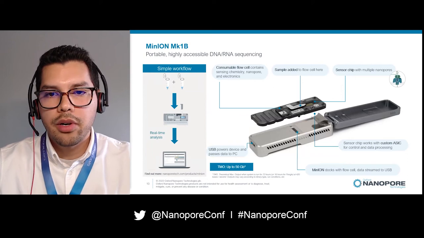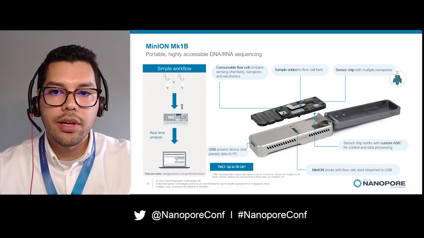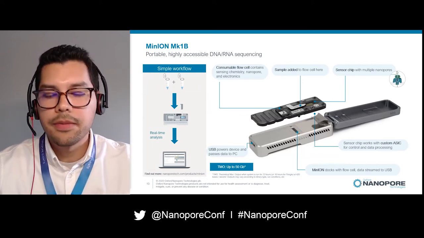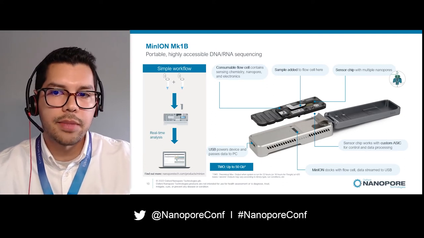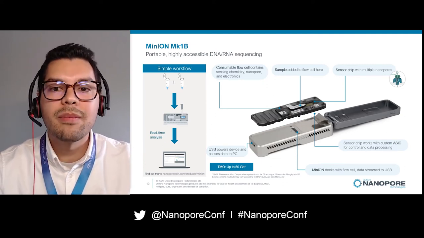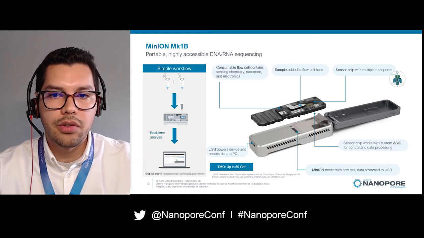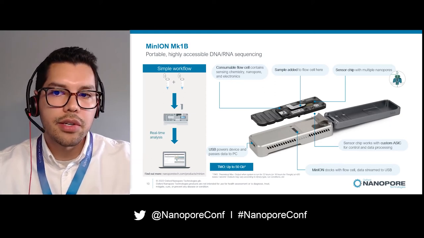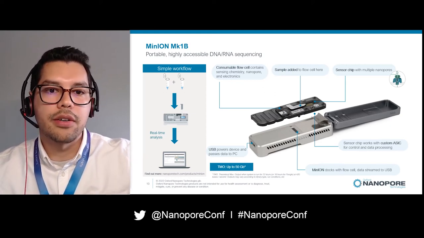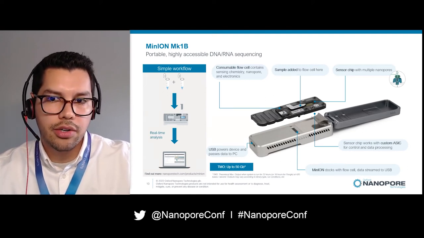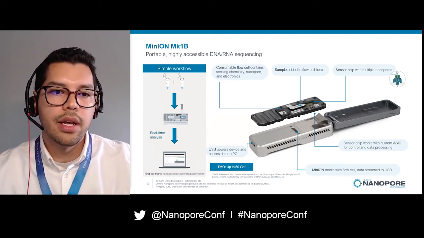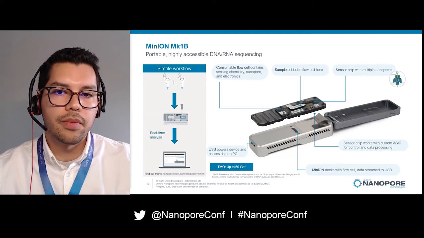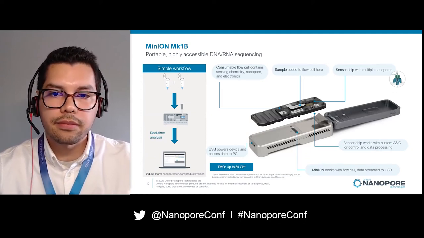The MinION Mark 1B device utilizes the MinION and Flongle flow cells, and this connects to your own laptop or computer via USB 3. The USB port is used both to power the device as well as offload the data coming from the flow cells, where DNA or RNA are sequencing within the nanopores, to your local computer for downstream base calling and analysis.